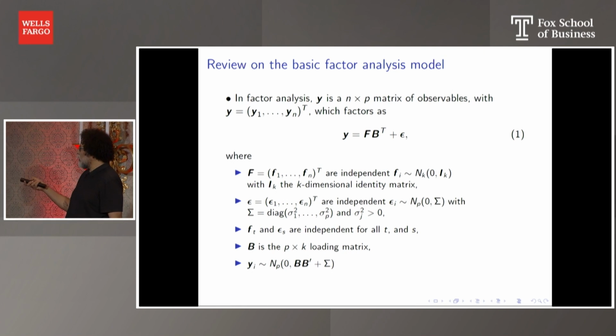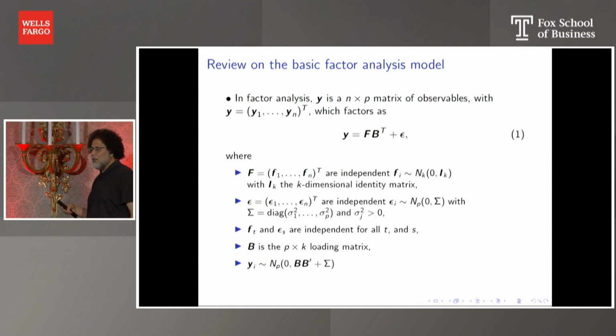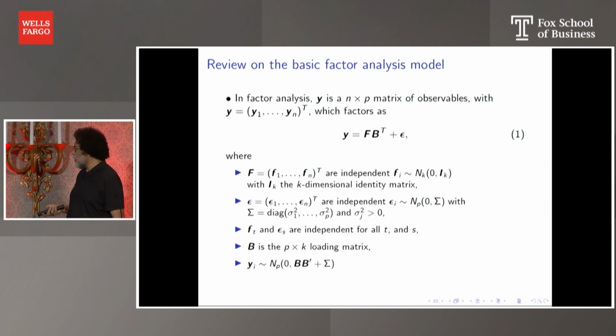So the traditional factor analysis, the Gaussian linear factor model, essentially tells you that you're looking at the covariance matrix of the Y's under a particular constraint. Instead of having p(p+1)/2 components, you have order pk components. So it becomes linear in p instead of quadratic in p. So you impose a lot of restrictions.